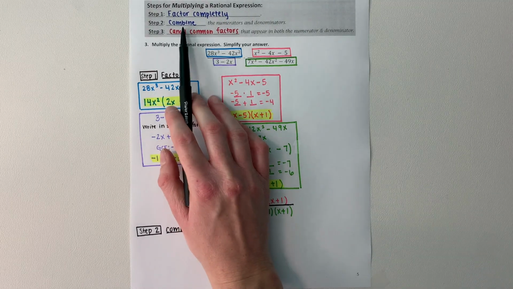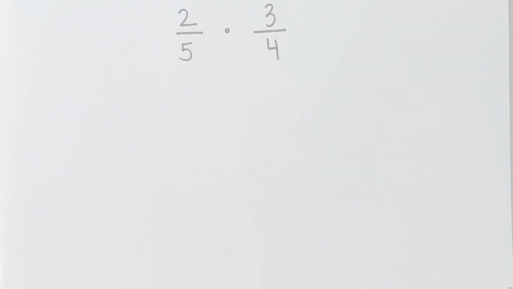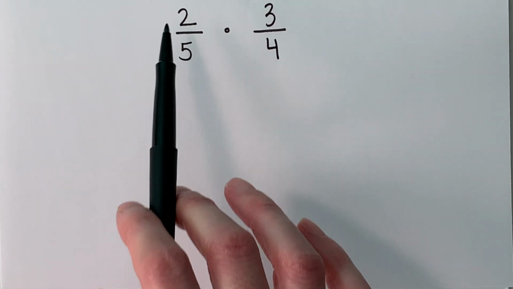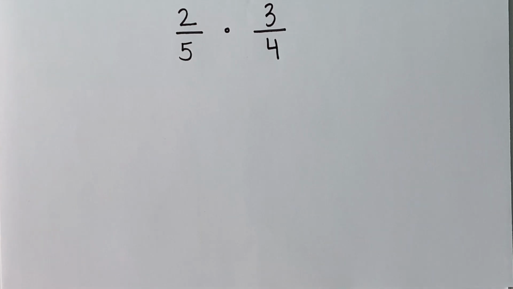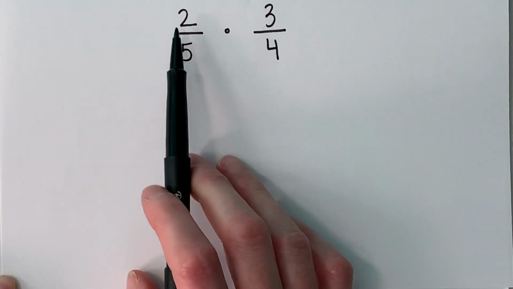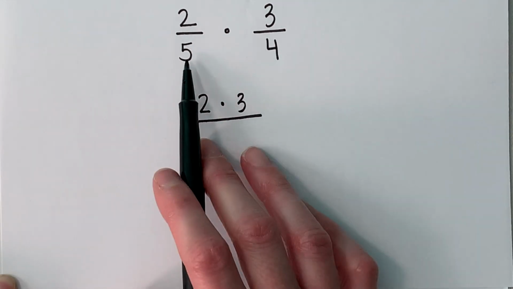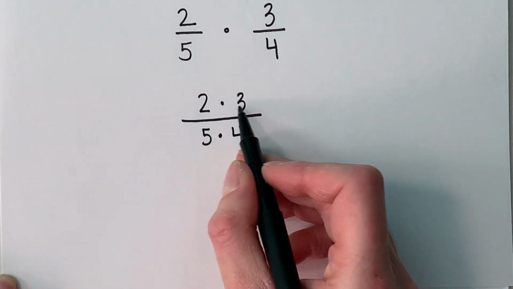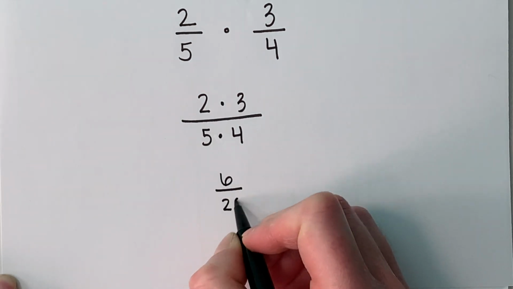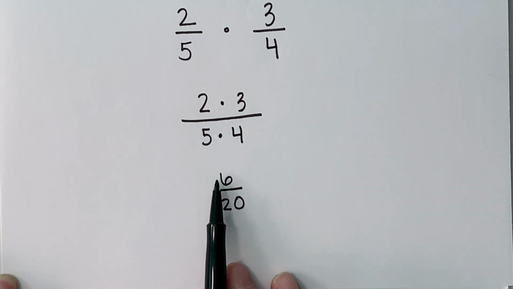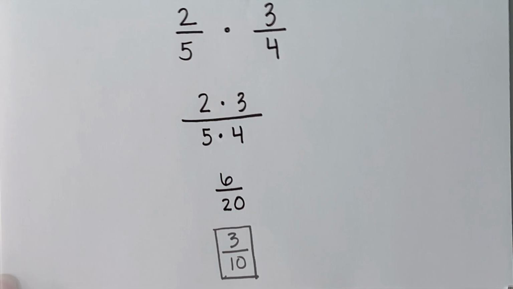For step 2, we combine the numerators and denominators. I want to look at a quick example so that we understand the reasoning behind step 2. If we're multiplying the fractions 2/5 times 3/4, whenever you multiply fractions, you multiply the numerators, so we would take 2 times 3, and you multiply the denominators, so we would take 5 times 4, and that would leave us with 6/20. And with fractions, we always want to simplify our answers, so to simplify this, we would divide the numerator and the denominator by 2, which would give us the final simplified answer, 3/10.